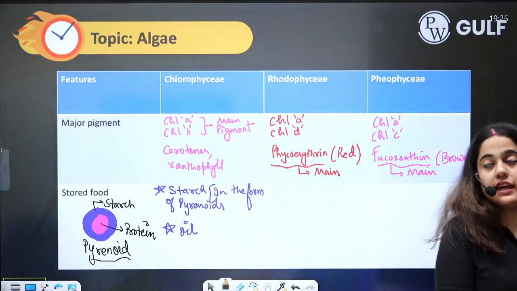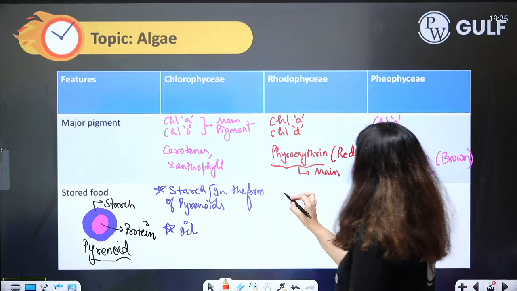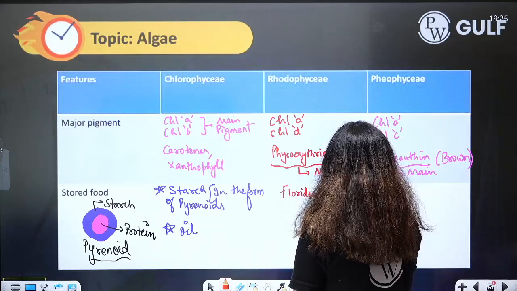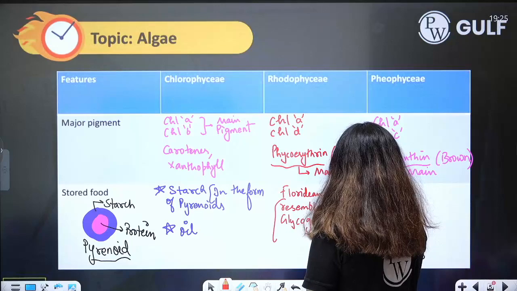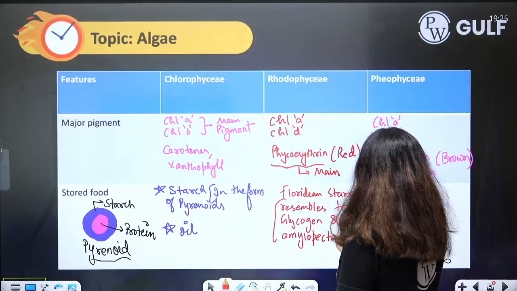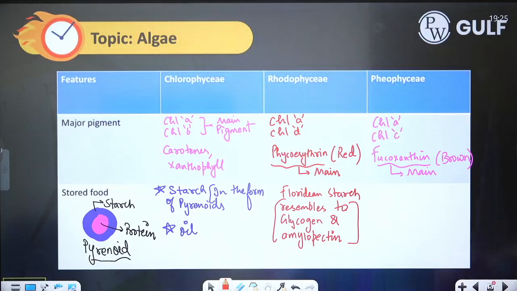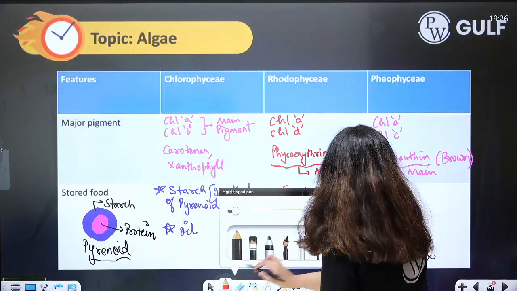Let's talk about red algae, beta. In red algae, the food stored is Floridean starch, which is a special type of starch whose structure resembles glycogen. You must have studied glycogen and amylopectin in biomolecules. So Floridean starch is a special type of starch whose structure basically resembles glycogen and amylopectin.